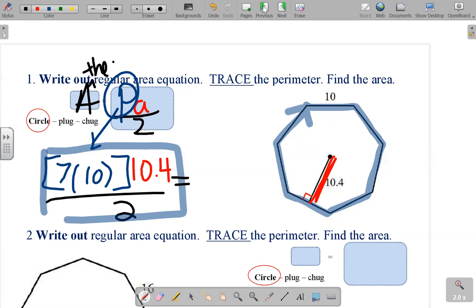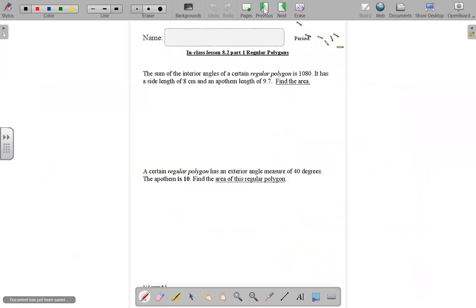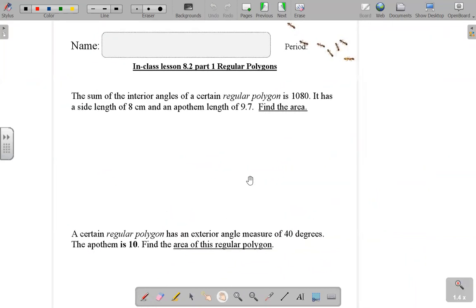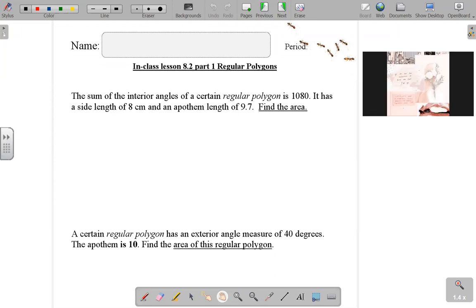Let's backtrack now and do something that's slightly more complex. Go to the front of page one, please. Hermione, can you read that top sentence for us, please? The sum of the interior angles of a certain regular polygon is 1,080. It has a side length of 8 centimeters and an apothem length of 9.7. Find the area. Thank you, ma'am.